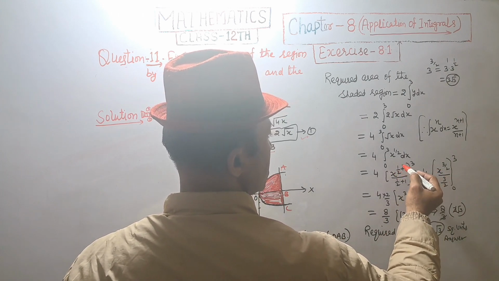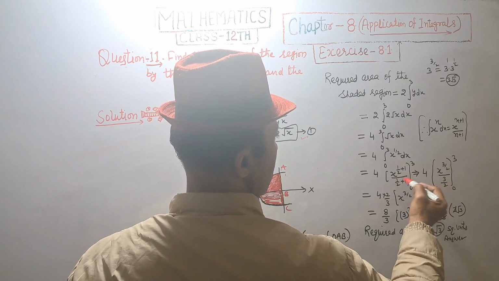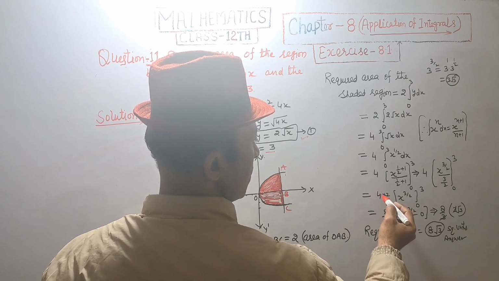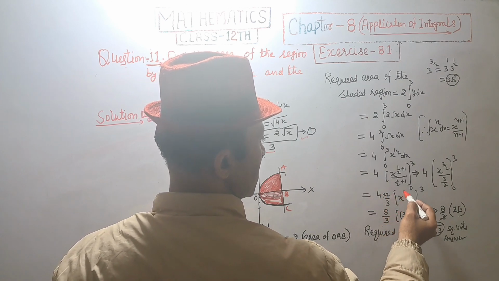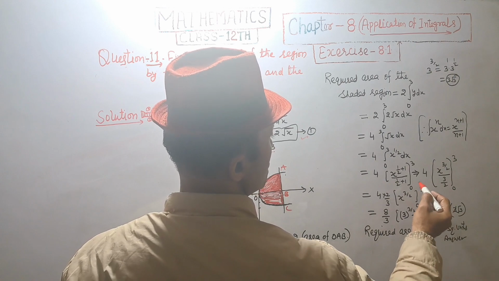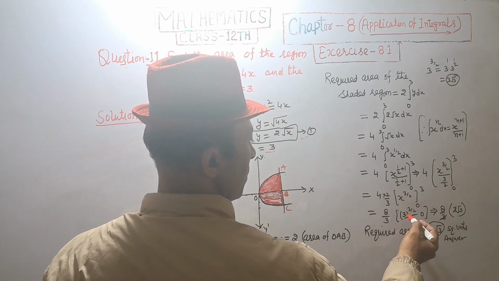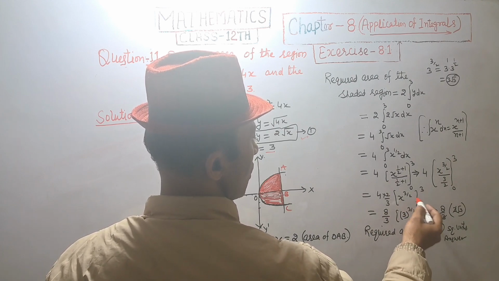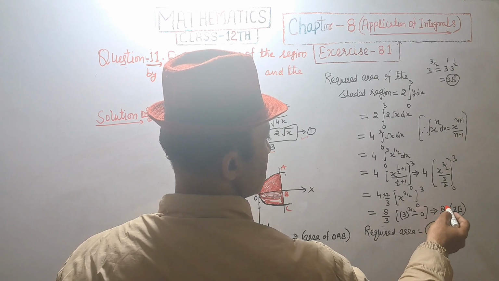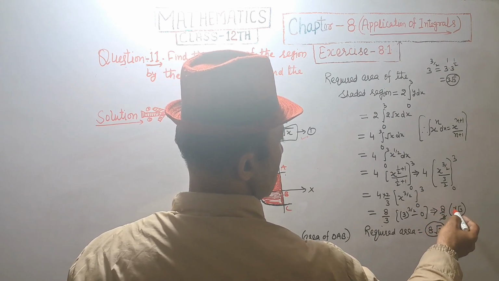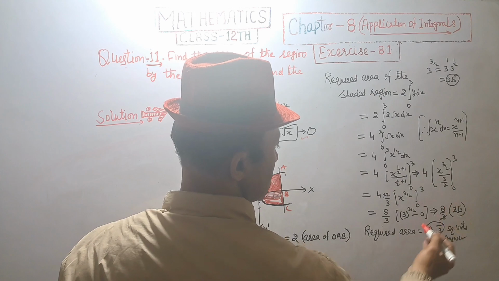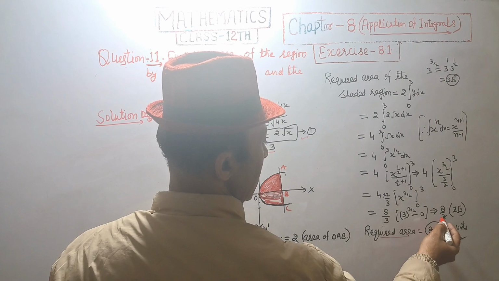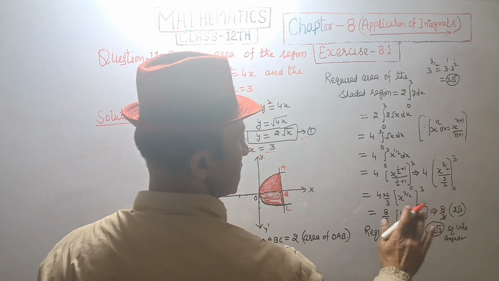X raised to power 3 upon 2 divided by 3 upon 2, and this will be 4 into 2 upon 3, that is 8 upon 3 and x raised to power 3 upon 2, limit lies 0 to 3. First of all, we are putting upper limit 3 raised to power 3 upon 2 minus lower limit is 0. This implies 8 upon 3 into 3 root 3 and 3 is cancelled, we get the required area is equal to 8 root 3 square units.